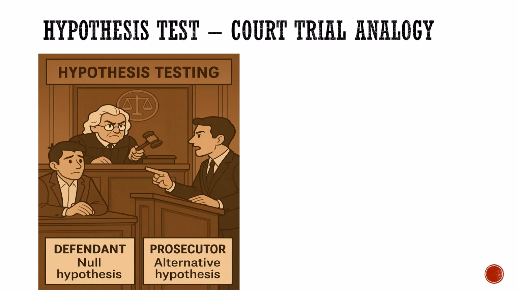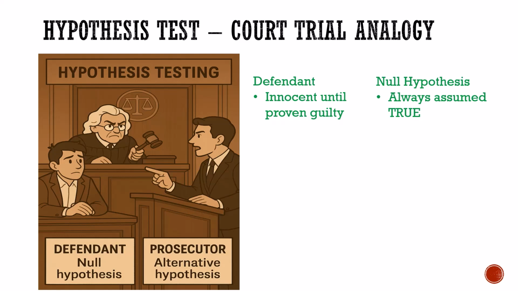So let's just recap what we just said. In the court trial system, there is the defendant, which is considered innocent until proven guilty. Analogous to that, in the hypothesis testing situation is the null hypothesis that is always assumed to be true. It represents the status quo situation. It is probably a population parameter that has always been considered to be true, considered to be correct.